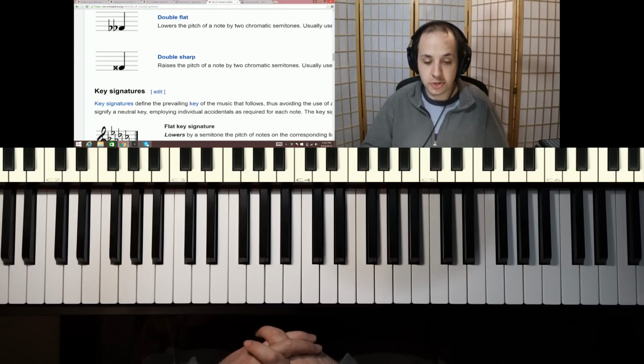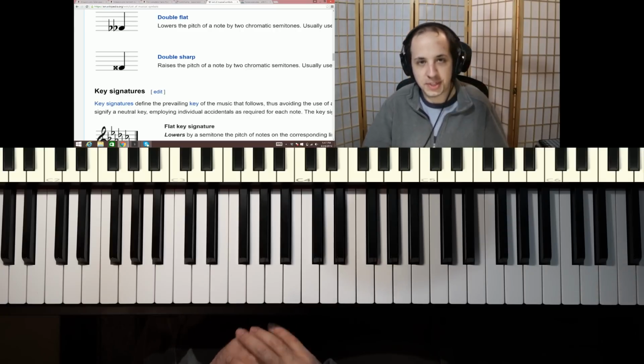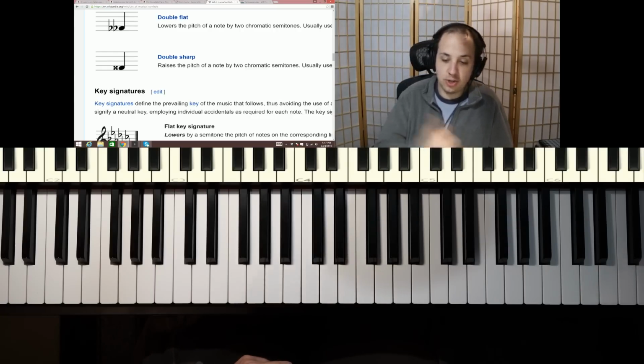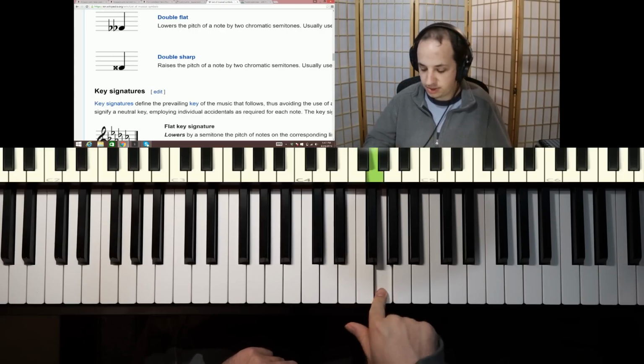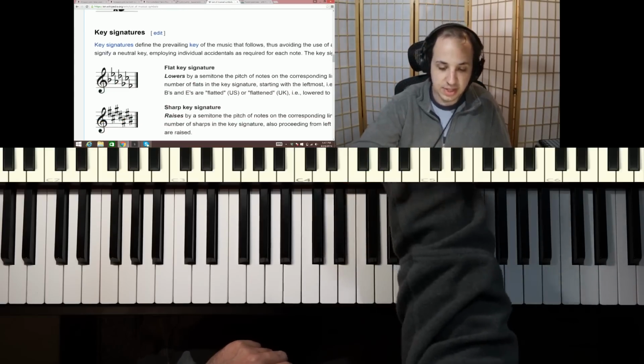And then you have your double sharp, which doesn't look like a double sharp, does it? It looks like a weird X thing. It looks like a jack, like when you play jacks when you're a kid. And that raises it a whole step the other way, or two chromatic semitones, as it states.